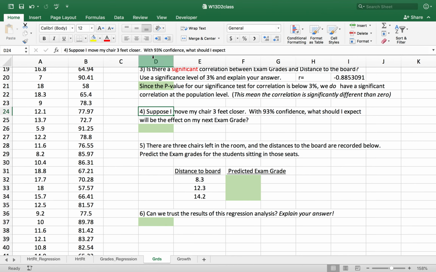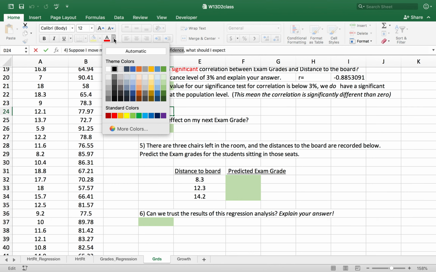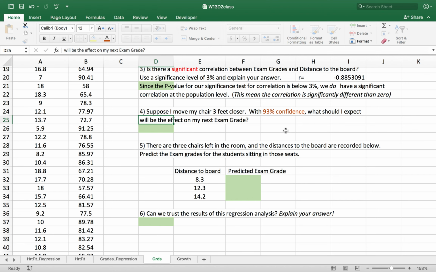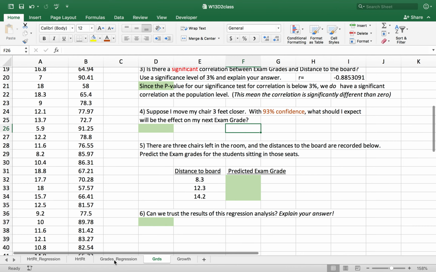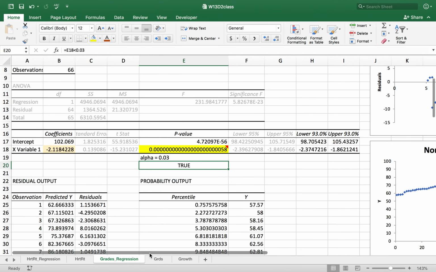Okay, now the hint here is we're talking about with 93% confidence. So this is referring to some sort of confidence interval estimate. So maybe when we talk about the effect, we won't be saying a particular number, but an interval of numbers. So think about that. Pop over to your grades regression worksheet and think about how we might answer this question.